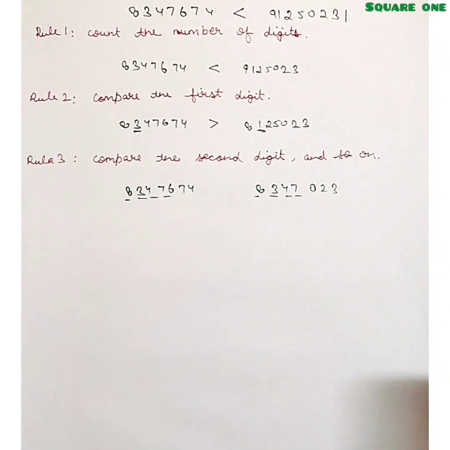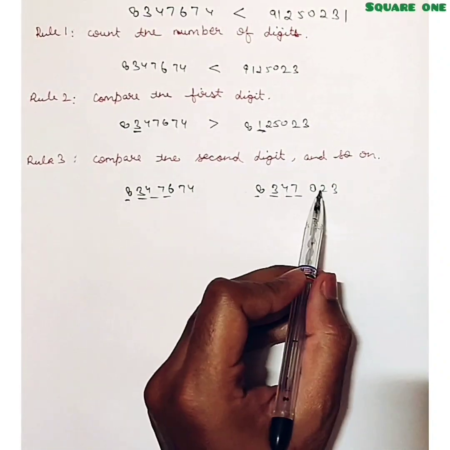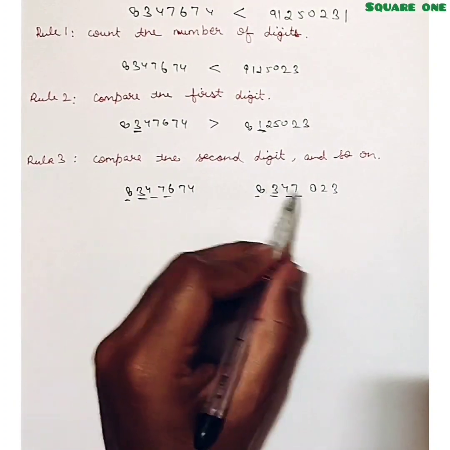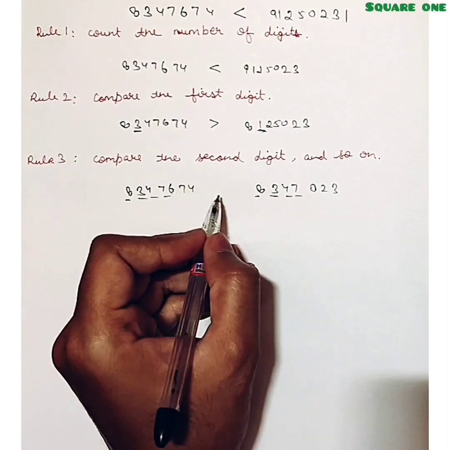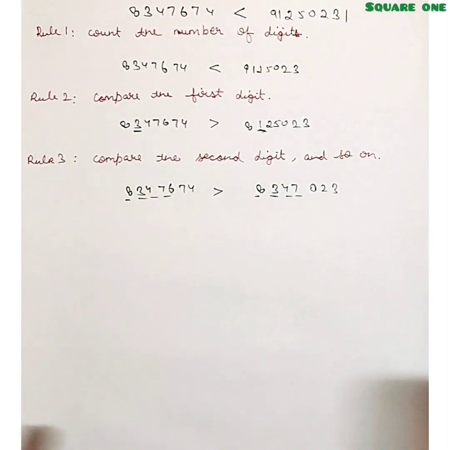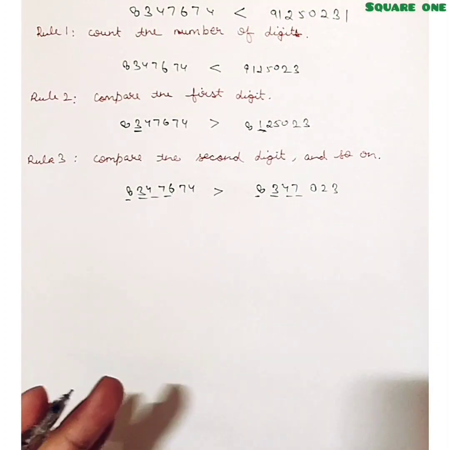The digits 8347 are the same in both the numbers. So the next digit that comes is the fifth digit. 6 is greater than 0. So the first number is greater than the second number. So this is how we compare numbers.